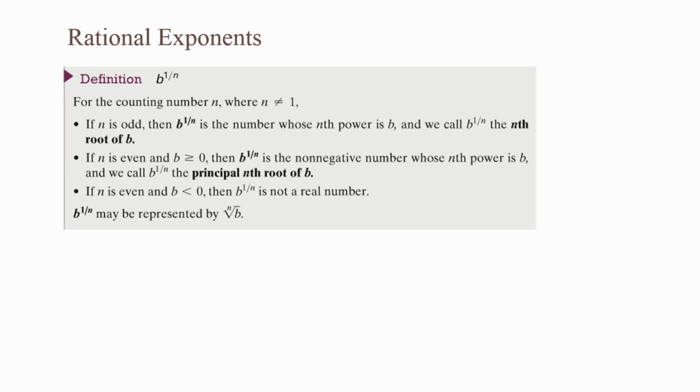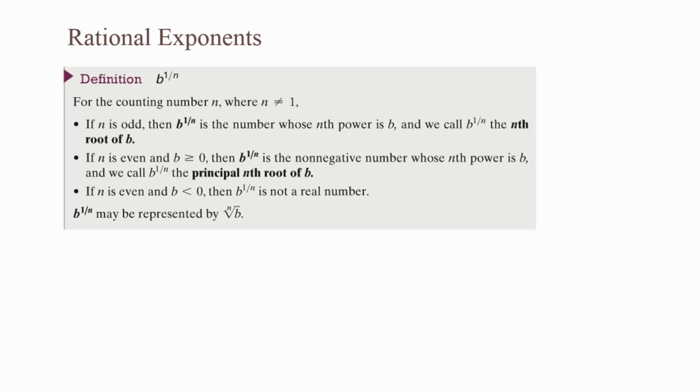If n is even and b is less than 0, then b to the 1/n power is not a real number. If I have -49 to the 1/2 power, that answer is not a real number. 7 times 7 gives us a positive 49. -7 times -7 also gives us a positive 49. There's not a number times itself that will give us a -49.